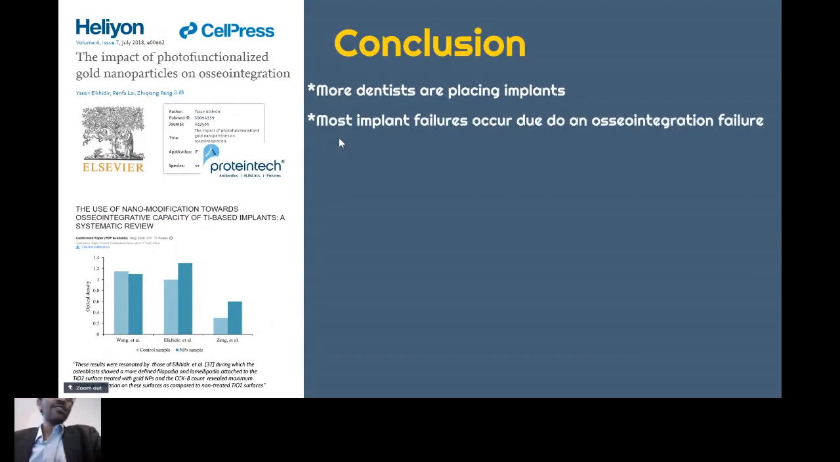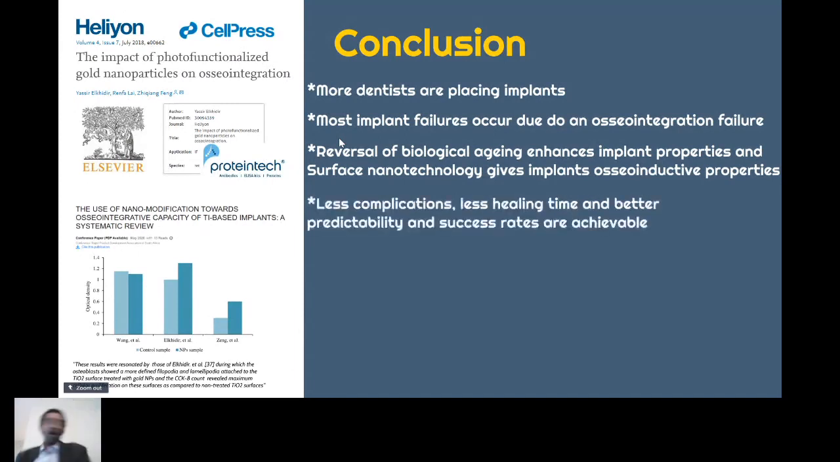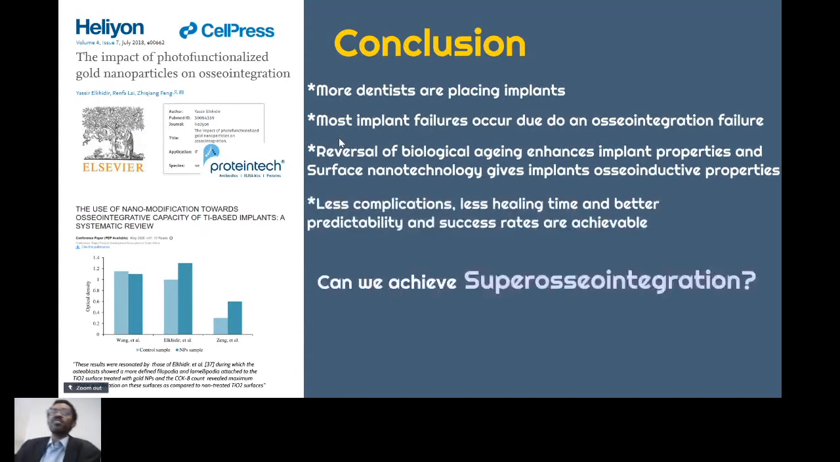So the conclusion is that more dentists are placing implants these days. Most implant failures occur due to an osseointegration defect. And if we reverse that, we can reverse the biological aging of our implant. We enhance our implant properties and the surface. And also the surface nanotechnology gives us more osseoinductive properties. I cannot say my implant is fully osseoinductive, but it has osseoinductive properties. So we have fewer complications, less healing time, better predictability, and success rates are more achievable. Can we achieve superosseointegration? Yes, we can.